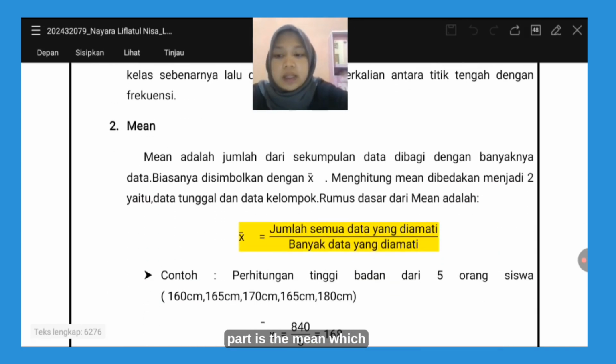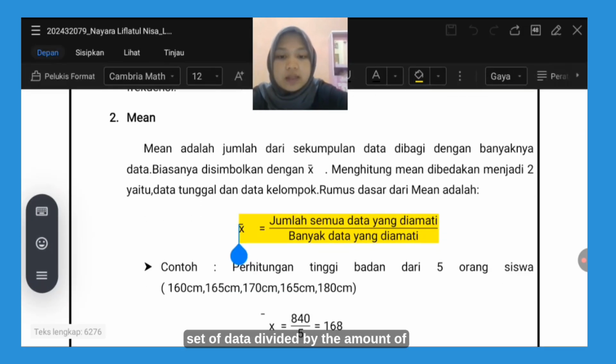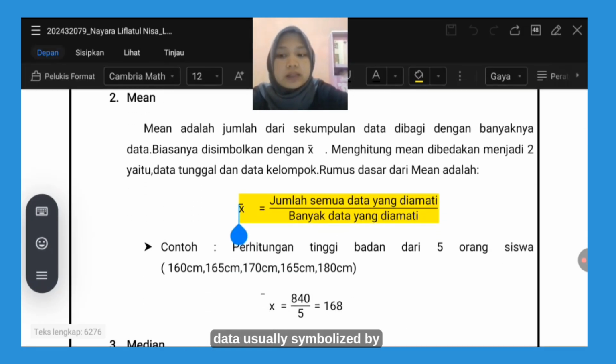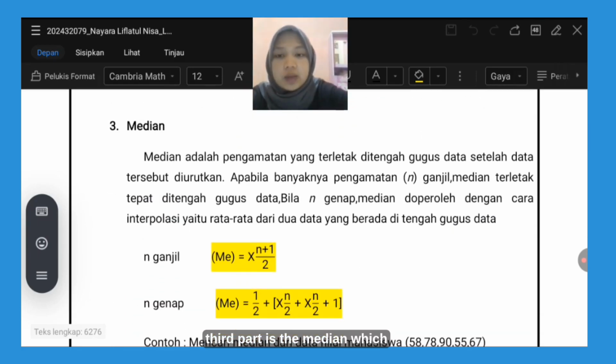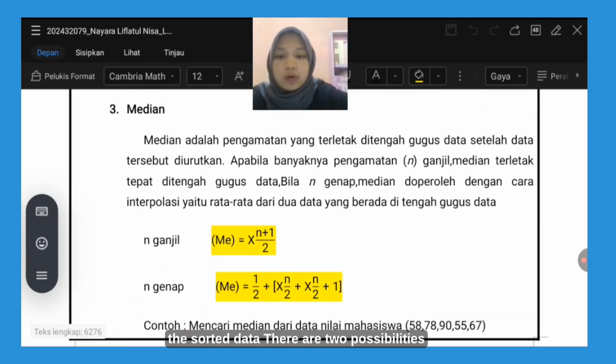The second part is the mean, which means the sum of a set of data divided by the amount of data, symbolized by x bar. The basic formula of the mean is x bar equal to the sum of all observed data divided by the amount of data observed. The next part is the median, which is the middle value of the sorted data.